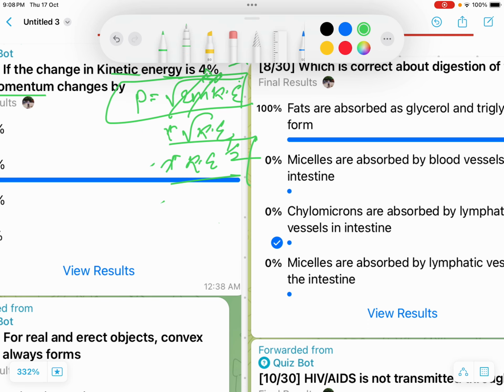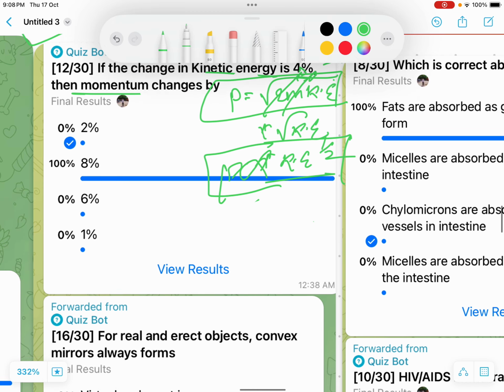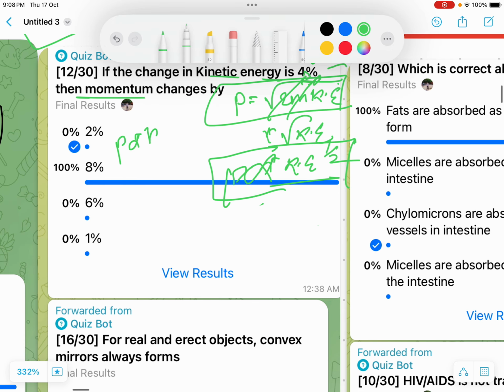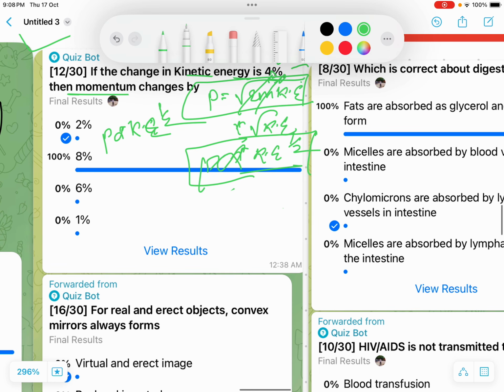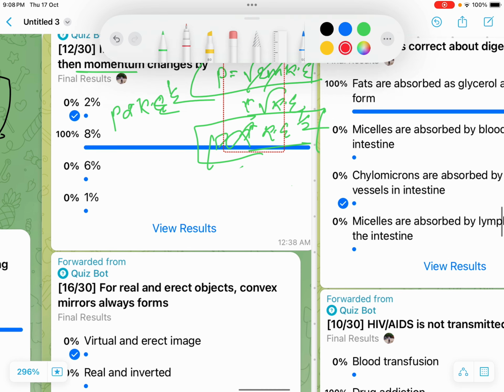Oops, I'm sorry about the disturbance. So we get the relation P is directly proportional to kinetic energy to the power 1 by 2. That is, P is directly proportional to root under kinetic energy.